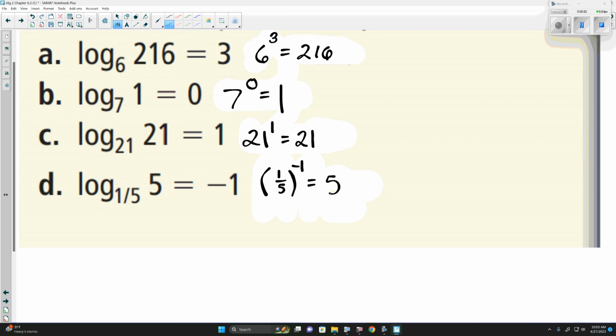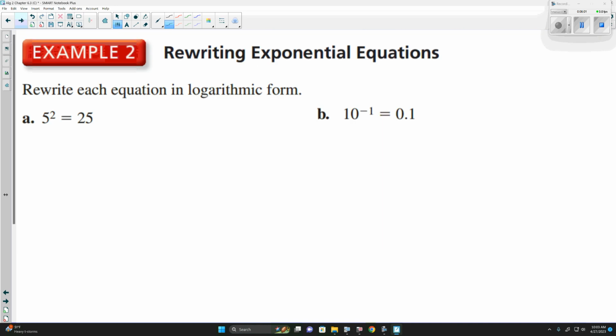Any questions on how we went from logarithmic to exponential? We ready for the next one? Now we're going the other way around, and it still holds true. So we could say b to the y equals x if and only if log base b of x is equal to y. So for the first one here, we're going to have log base what?